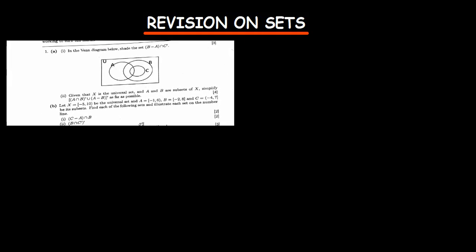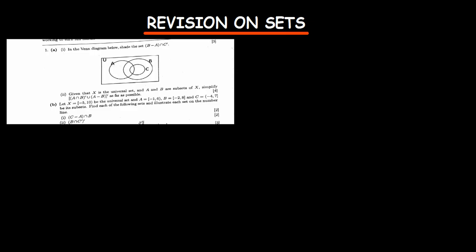So we'll start with question one. We'll be going through these questions and we'll learn through the questions. So let me just drag this to the side such that I have more space on my right there to write. Okay, so the question reads: in the Venn diagram below, shade the set B minus A, then intersect C complement. So we have to shade this in the Venn diagram below.